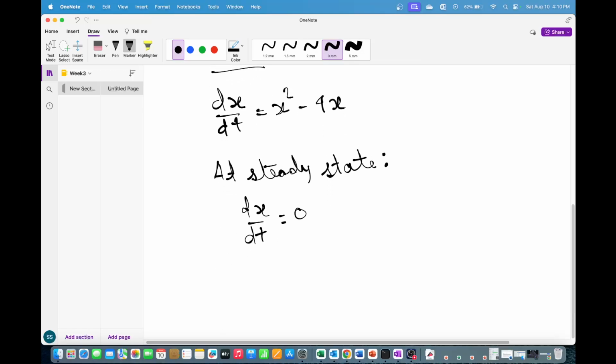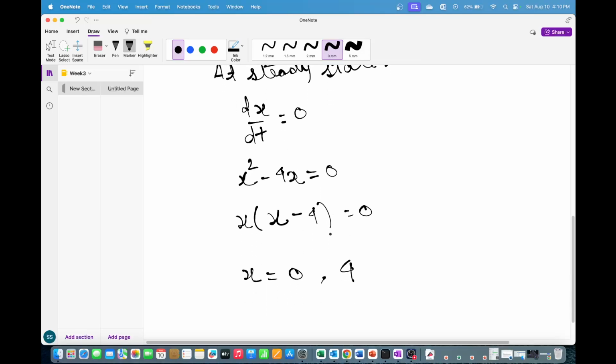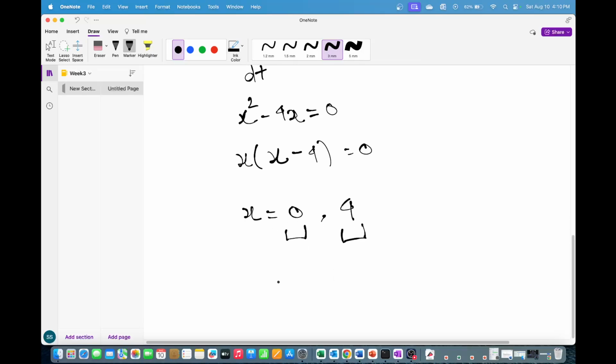Now at steady state, since this ODE contains one dependent variable, dx/dt equal to 0. If dx/dt equal to 0, then x square minus 4x equal to 0. You take x common: x times (x minus 4) equal to 0. So there are two values of x here: x equal to 0 and x equal to 4. Now there are two steady states here, right? x equal to 0, x equal to 4. Now you need to find if they are stable or unstable.